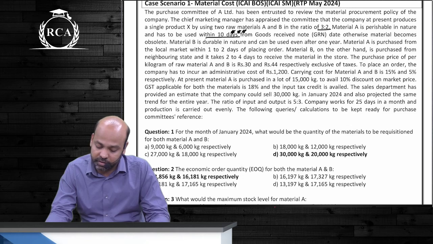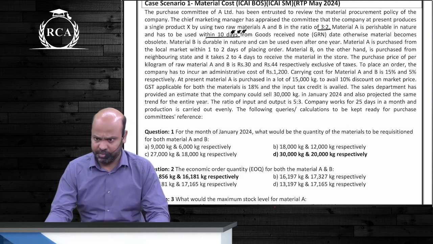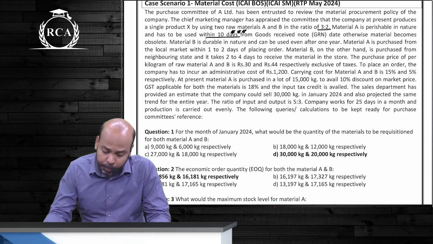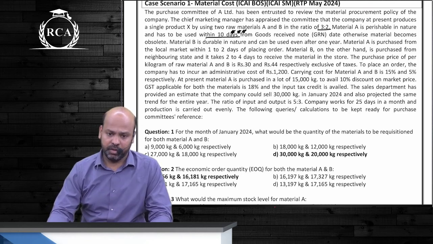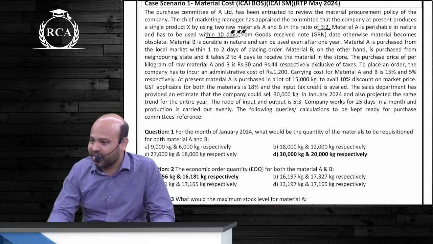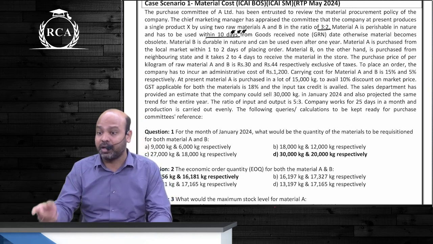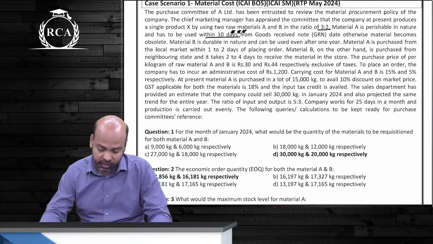of taxes. Now, tax will be included if credit is not available. If credit is available, you are not supposed to include taxes. To place an order, the company has to incur an administrative cost of 1200 rupees. Cost per order is 1200. Whether it is material A or material B does not matter. You will have to incur a cost of 1200 rupees in both the cases.